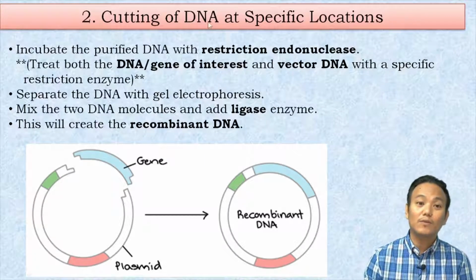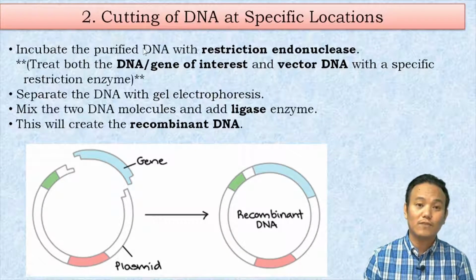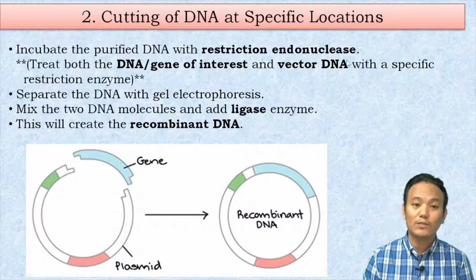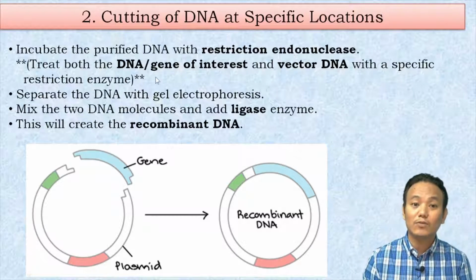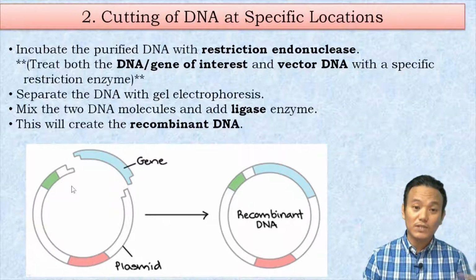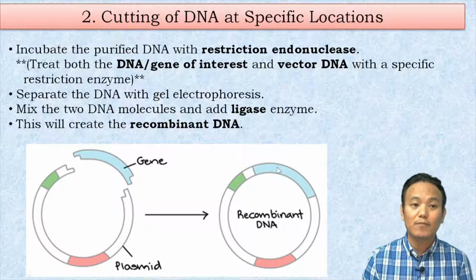Now in this process, we incubate the purified DNA, the DNA that we have obtained from the first process, isolation of DNA from the cell, with restriction endonuclease. And it is important that we treat both the DNA of interest and the vector DNA with the same restriction enzyme in order to get complementary sticky ends, so that it becomes easier for us to create the recombinant DNA with the help of ligase enzyme.